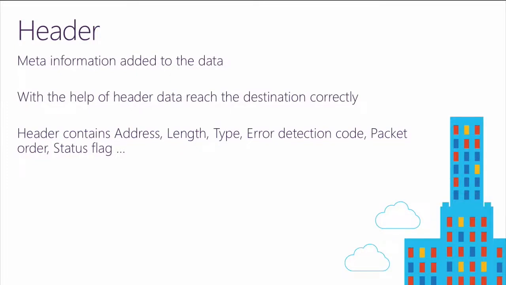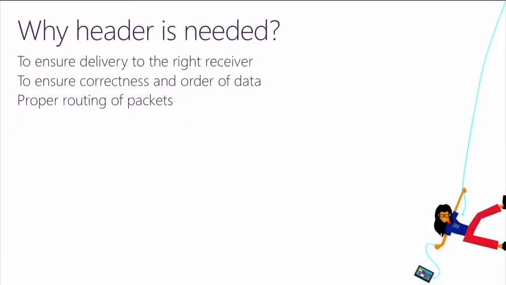Header. What is a header? It's meta information added to the data. With the help of the header, data can reach the destination correctly, and it contains address, length, type, error detection code, packet order, status flag. Why do we need it, Raymond?